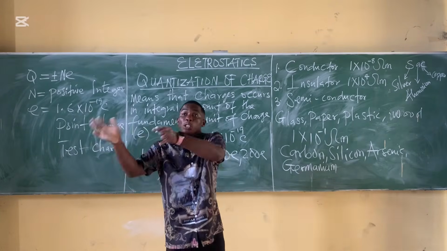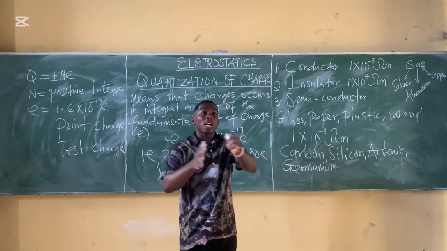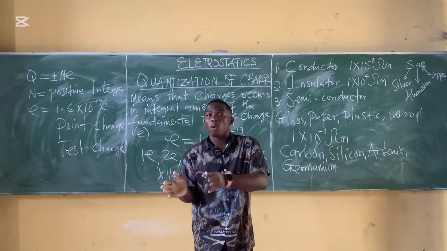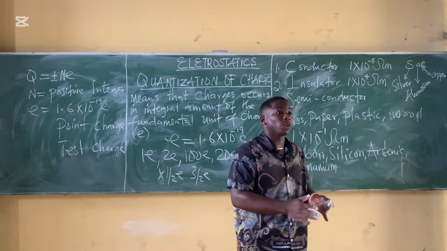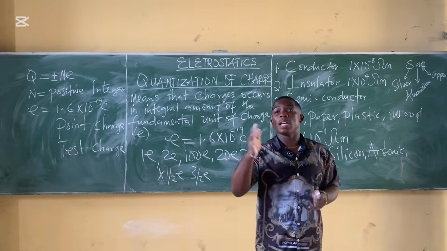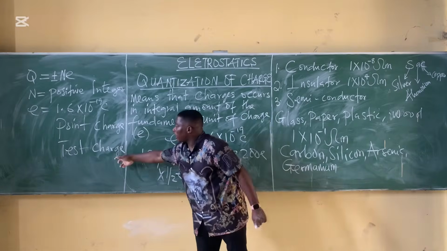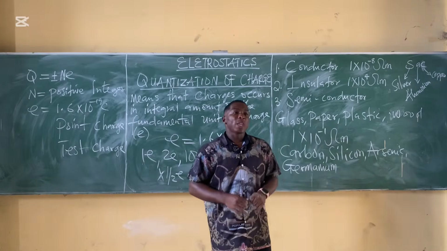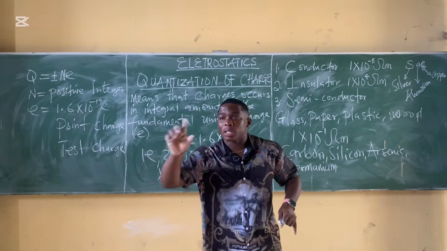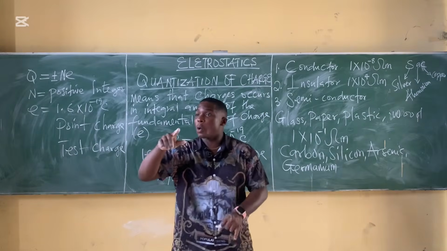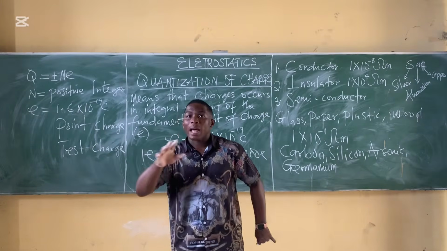Now, what's a test charge? Did you get the definition for a point charge? We said a point charge is a charge whose magnitude is small compared to the distance of separation. And we said a point charge can be positive or negative. Are we following? The next one is test charge. What's a test charge? Let's be fast. A test charge is a point charge. Observe. Are you seeing the difference?